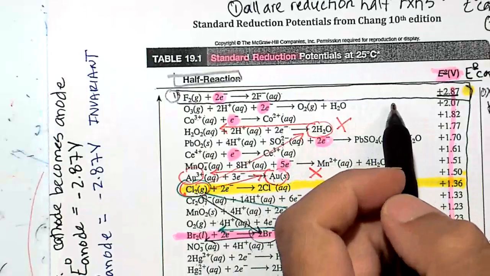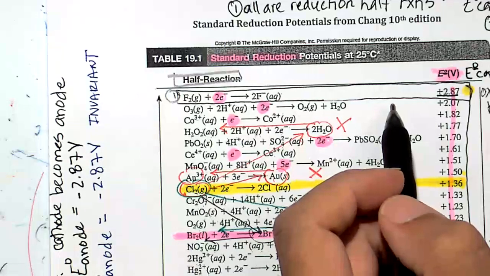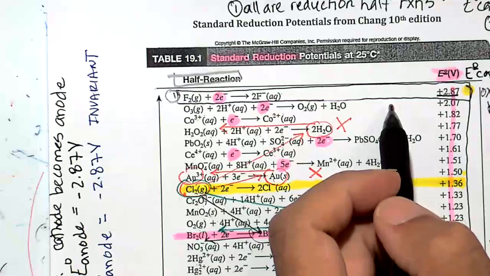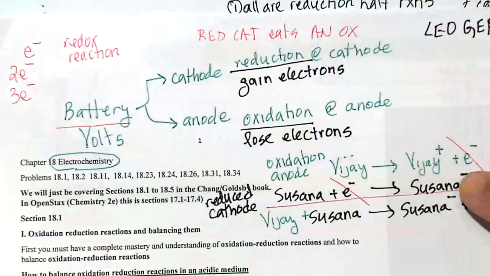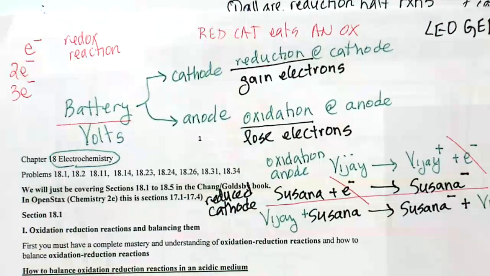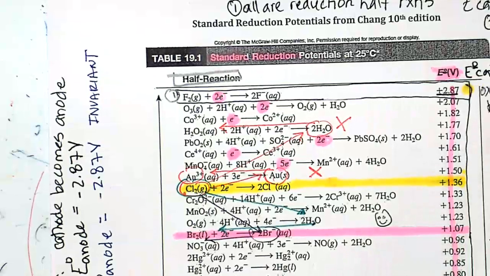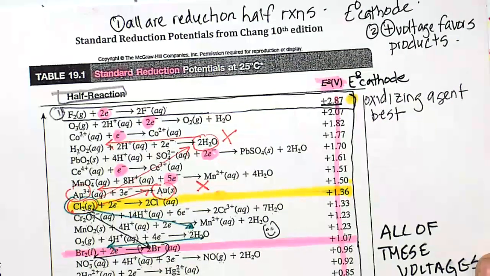Okay, why is that? Let's look at our example between the couple, myself and Susanna. I give my electron to Susanna. I get oxidized, she gets reduced. She is very good at oxidizing me. She is the oxidizing agent. Why? Because she's the agent that causes my oxidation. All right, so this is the best oxidizing agent.